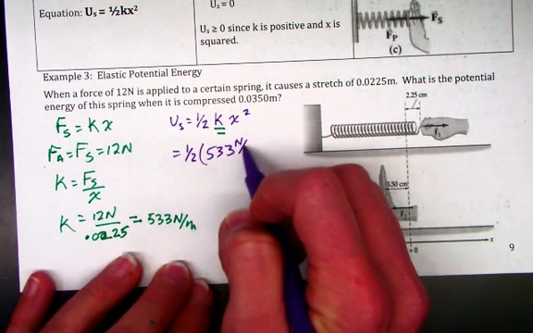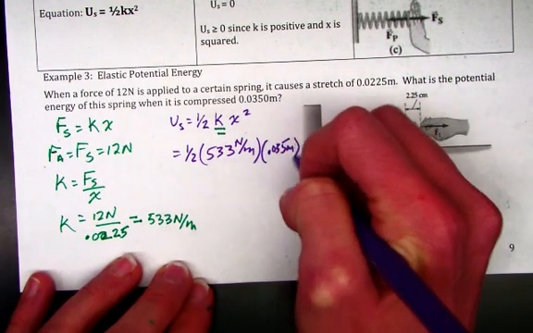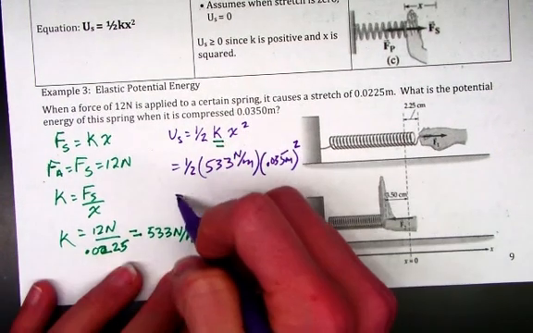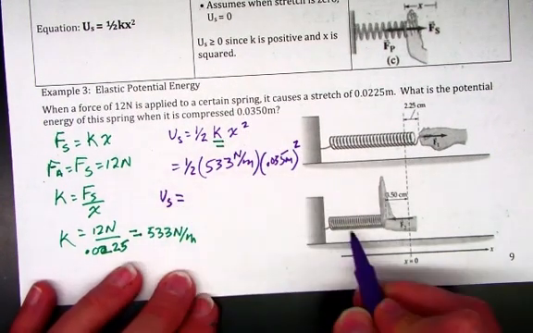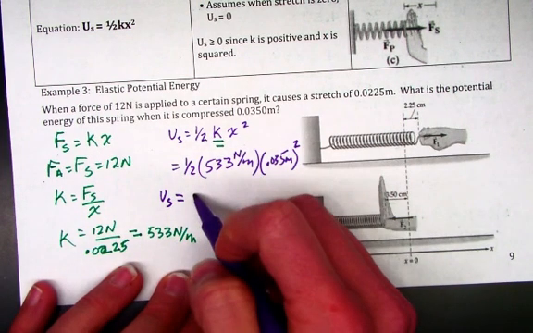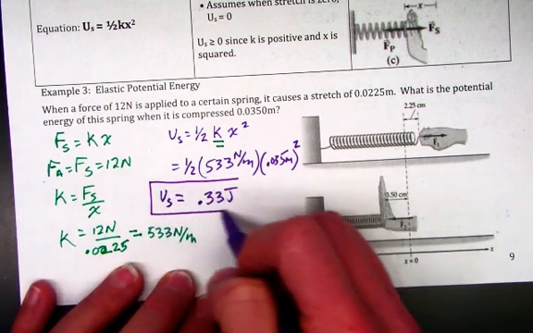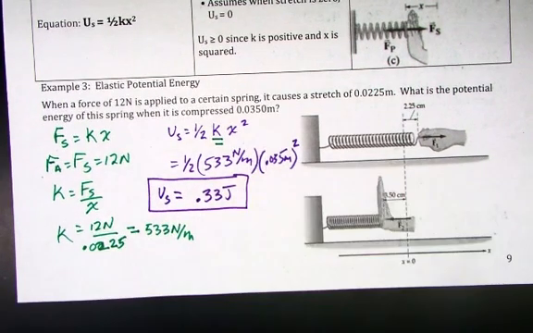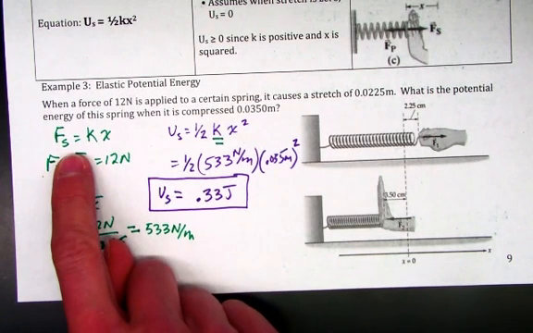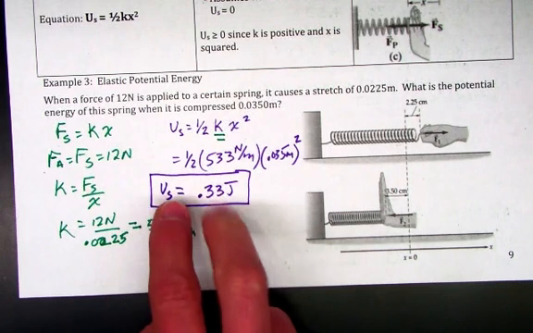So this becomes then 1/2 times 533 newton meters times 0.035 meters quantity squared. So make sure you square that. When you plug that in, you get that the potential energy of this spring, when it's compressed 0.035 meters, is going to be 0.33 joules of energy. Okay? So notice again, this equation is for force. This equation is for potential energy. Force is in newtons, potential energy is in joules.